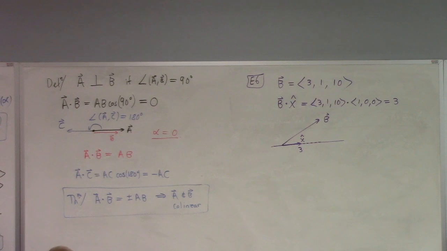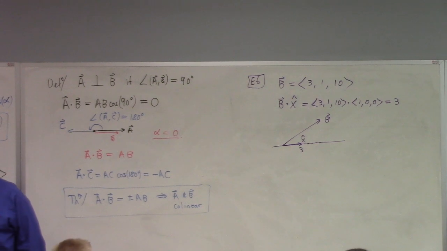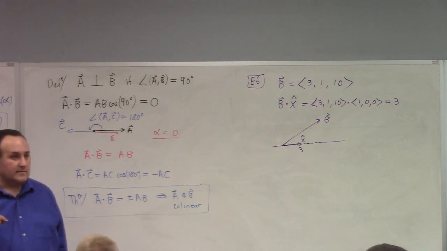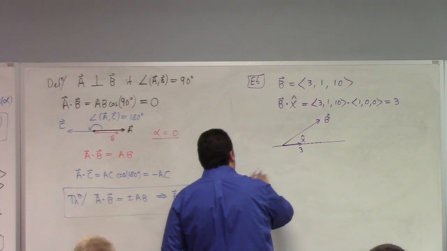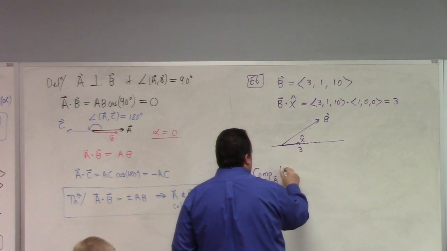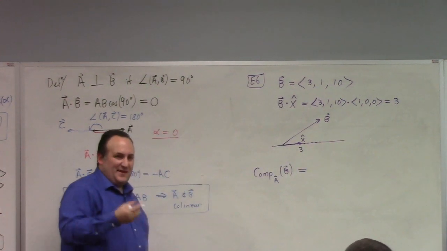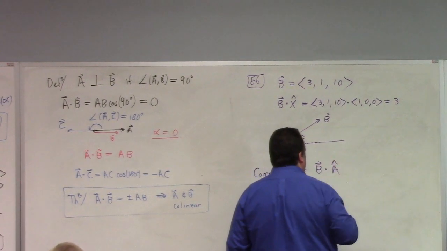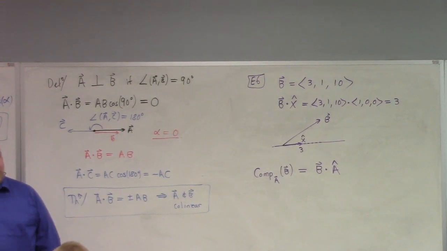What if I ask the same question, except instead of for x hat, I go back to example 4, and I ask, what is the length of the part of b which lies in the direction of a? This is called the component in the a direction of b. So all you do is you take b and you take the dot product with a hat. And that will tell you the length of the part of b which is in the direction of a.